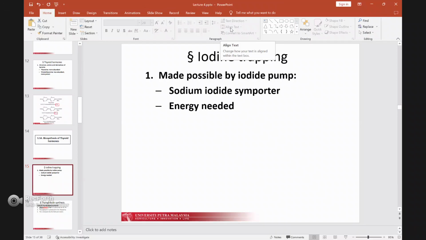For iodine, in order to get the iodine from the blood, we need a pump that needs energy in order to work. The name of the pump is sodium iodide symporter. The energy comes from what we call ATP.